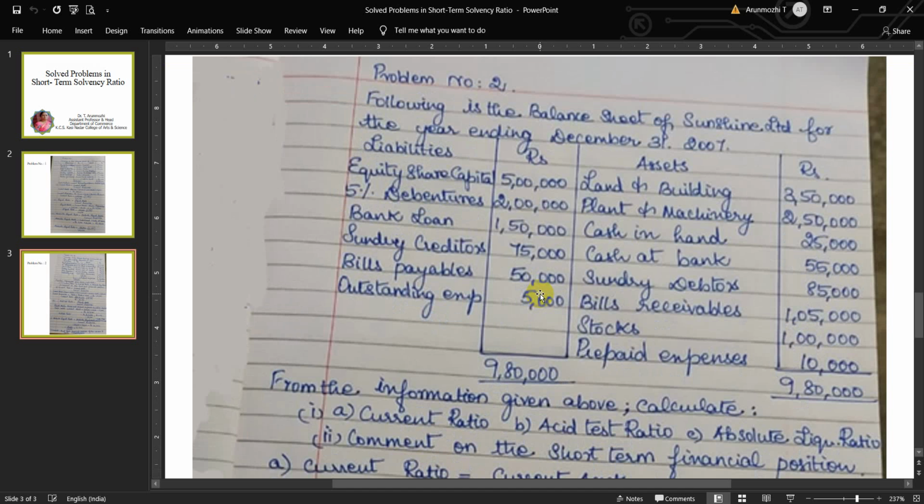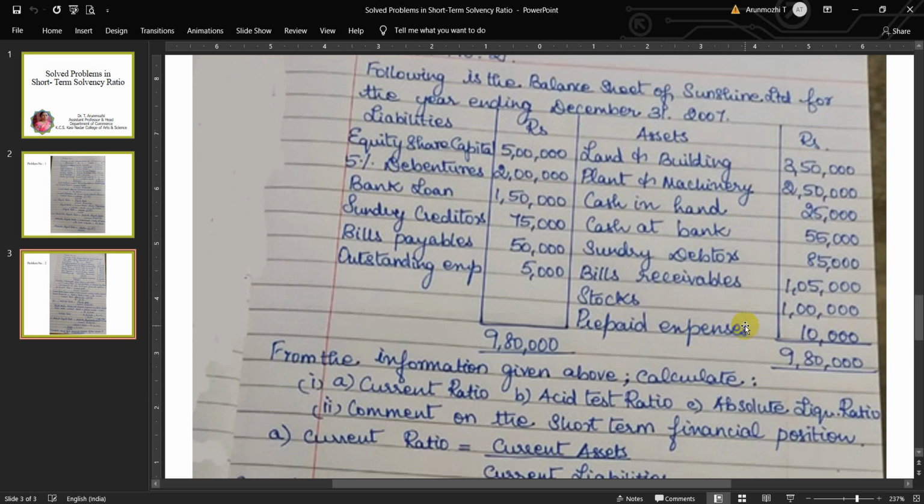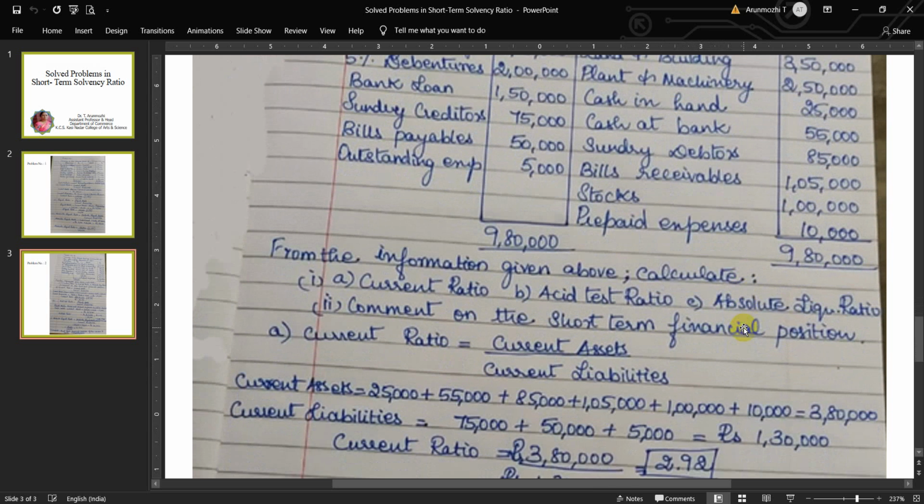Problem number 2 we have. Following is the balance sheet of Sunshine Limited for the year ending December 31st, 2007. Liabilities are given with bank loans, sundry creditors, bills payable and outstanding expenses. Those are the liabilities, current liabilities you have. Next, land and building, plant and machinery, cash in hand, cash at bank, sundry debtors, bills receivables, stocks and prepaid expenses. In the previous sum, prepaid expenses was not given, and in this sum they have given.